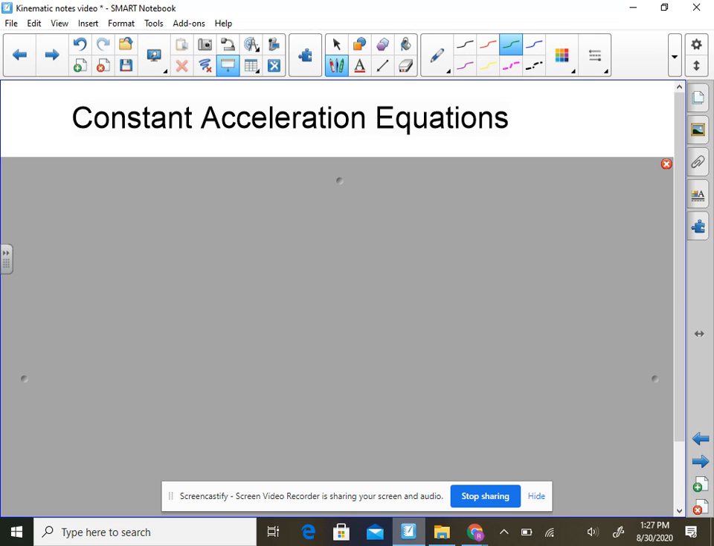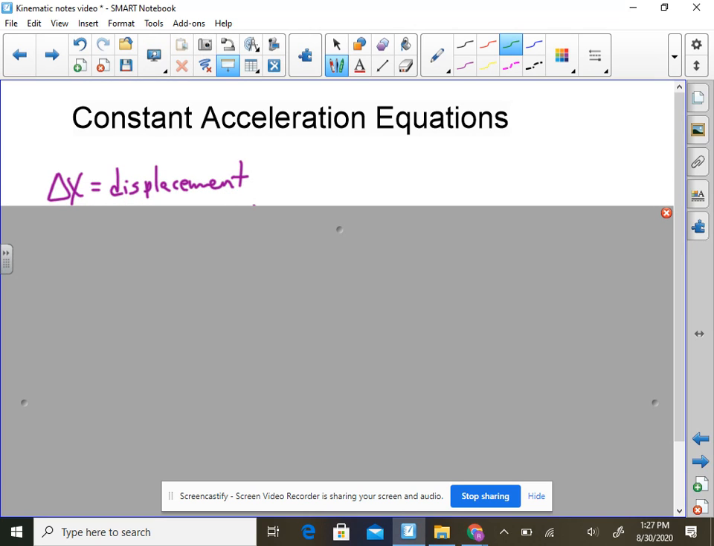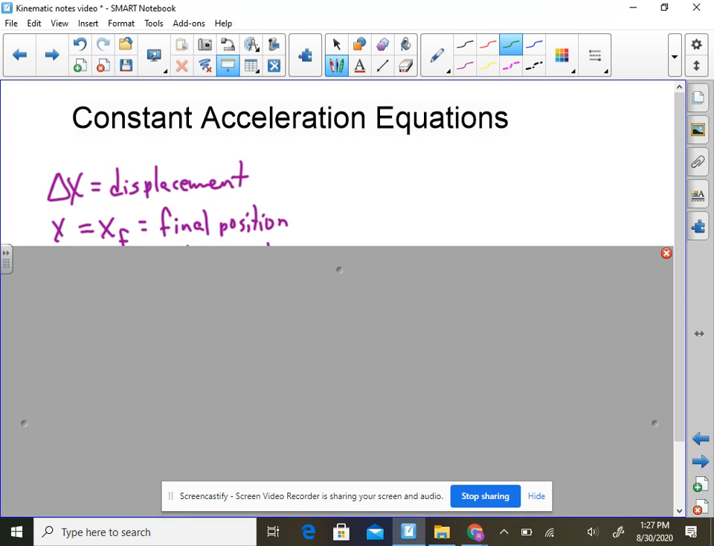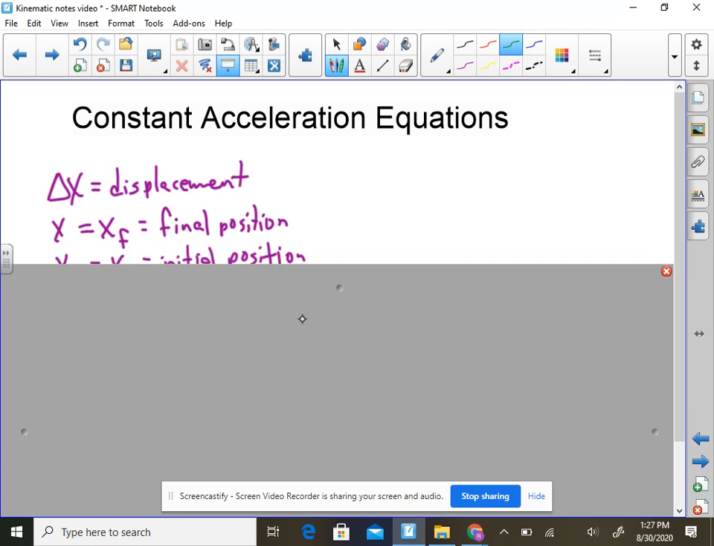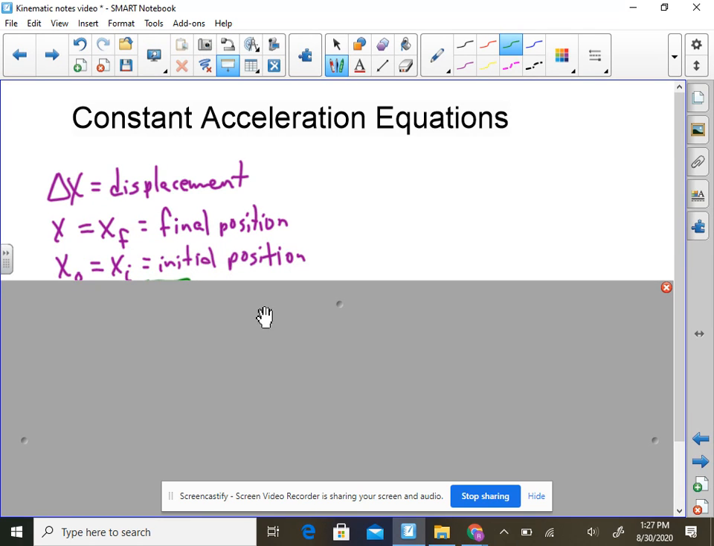So let's get started. The first thing we need to talk about are the variables we would use in those problems. The first thing you need to remember is that delta x is displacement. And x represents position. The final position would be represented by either x or x sub f. The initial position would be x naught. This little zero by the x stands for naught, which just represents the initial position. x i would be the other way you might see it represented.